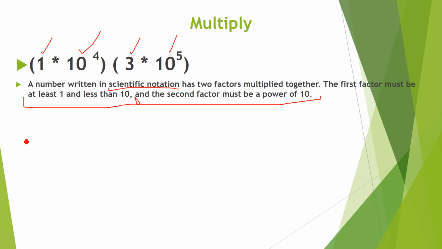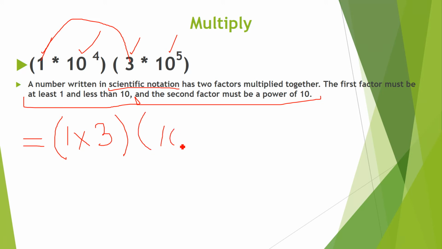So how will we multiply it? We will make groups here. See this one and this one. We will write down 1 multiplied by 3, and in the next parenthesis we will make another group of the powers, 10 raised to power 4 and 10 raised to power 5.